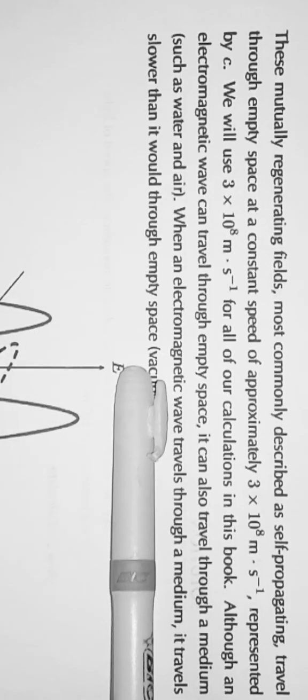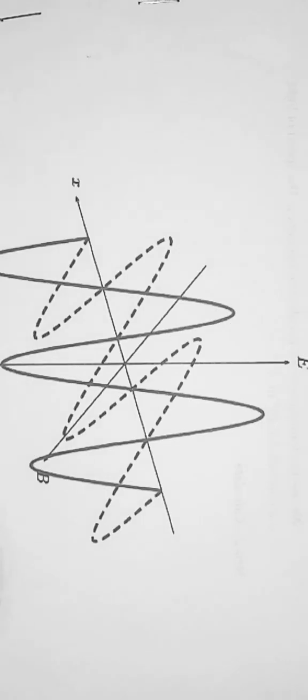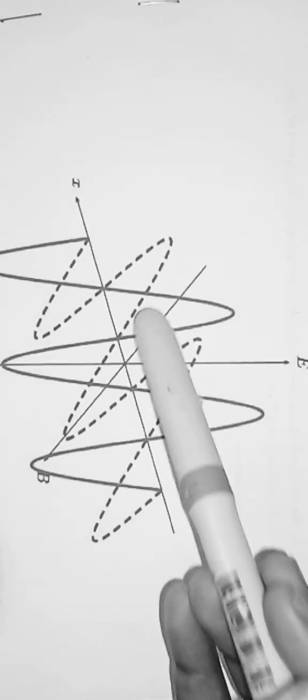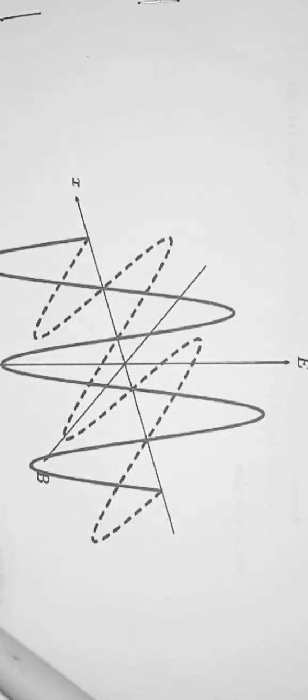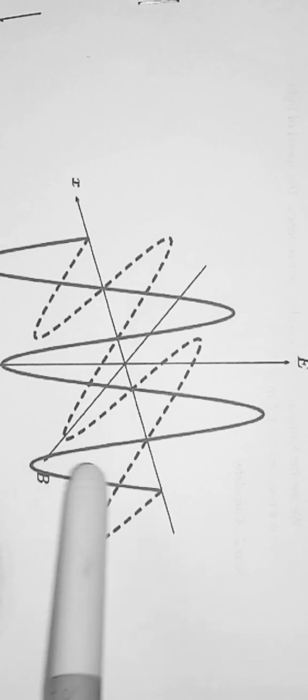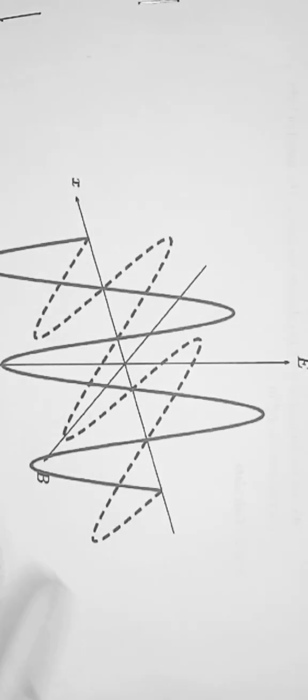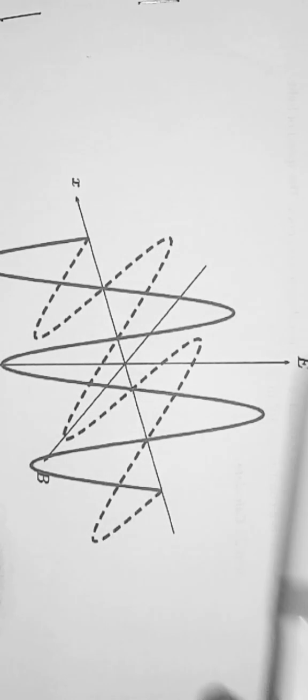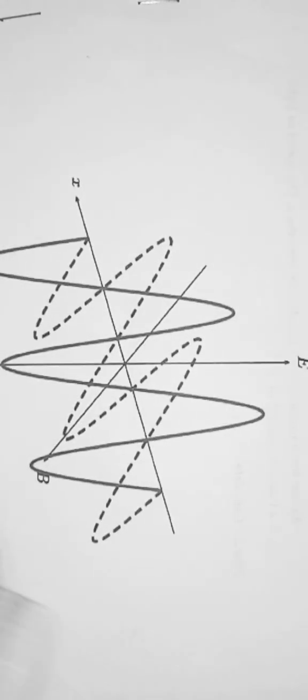This E represents the electric field, while this B represents the magnetic field. You can see this is the B, which represents the magnetic field, and then these are our waves. Our E is the straight line, and then our B is the other straight line.